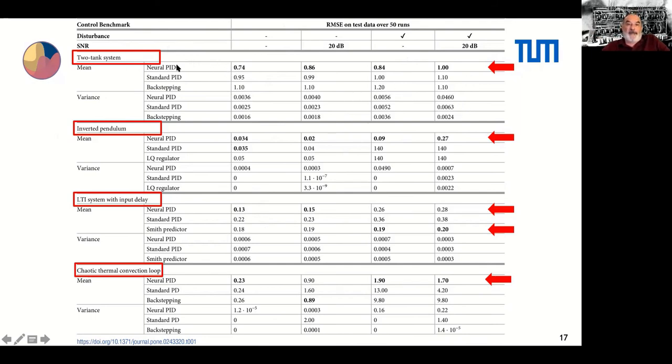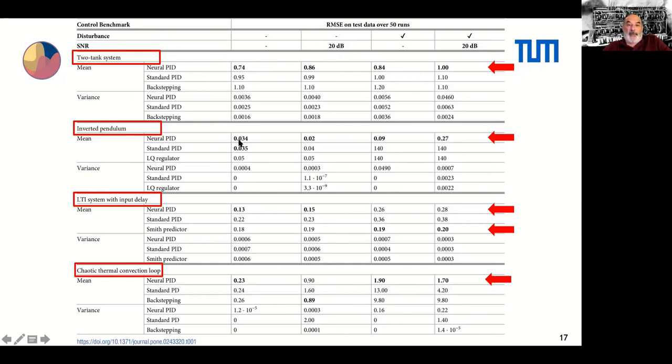And we can see, the top line is always the neural PID controller, and the bold-faced numbers indicate this is the best one in its performance in the root mean square error. And it's better in any case than the standard PID. And it's also better than a backstepping technique that's supposed to be the state of the art, or a candidate for state of the art, in this context.